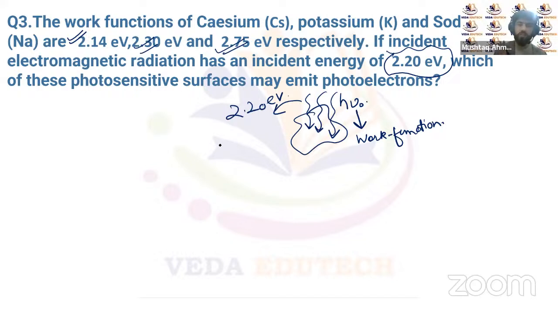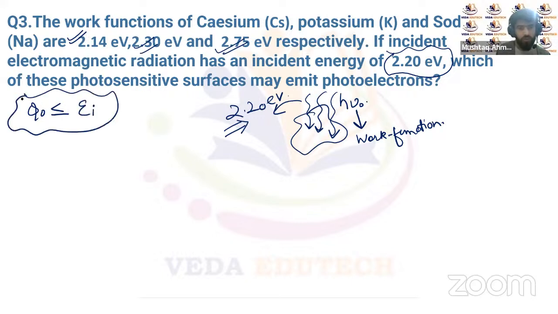Only that surface will emit the electron for which the work function is equal to this incident energy or less than this incident energy, or we can say that phi naught should be less than or equal to the incident energy, right? Then only the electron will be emitted from the photosensitive surfaces. Now you can see here 2.20 electron volt is the incident energy, but for cesium we need 2.14. It means that for cesium the photoelectric effect will take place, and cesium will emit the photoelectrons, right?